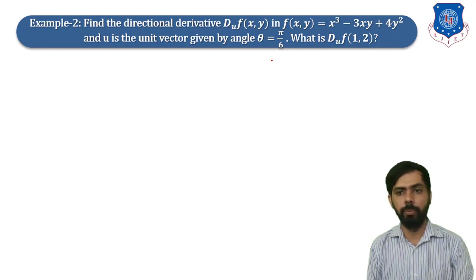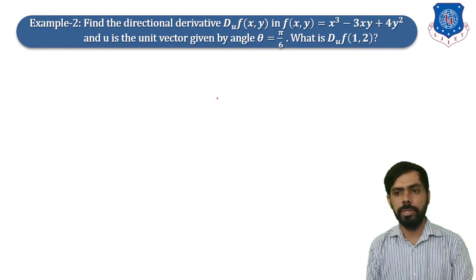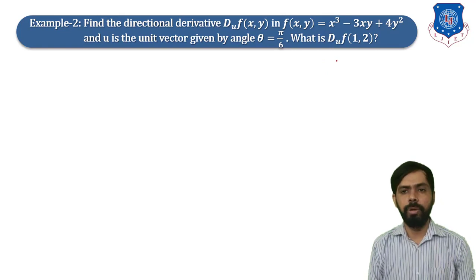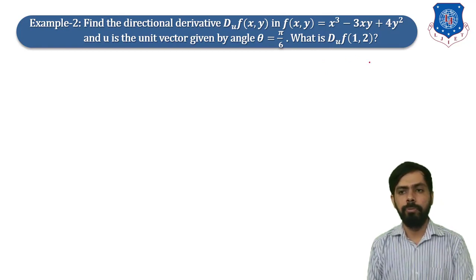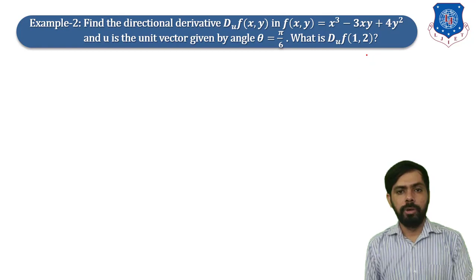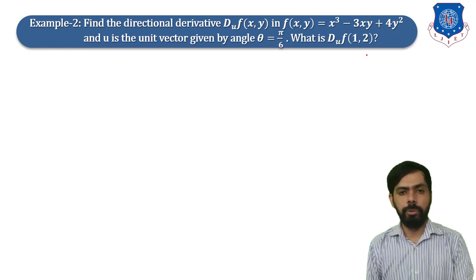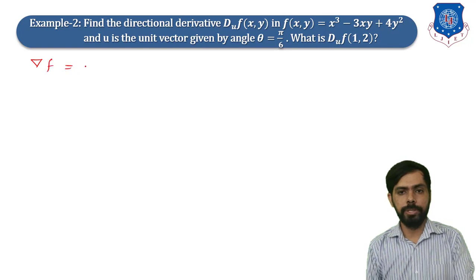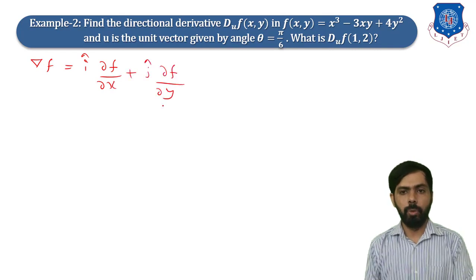by angle theta equal to pi by 6. What is D_u f at 1, 2? So basically here we will have to find the directional derivative at point 1, 2. So first step, we will have to find the gradient of this function. So first of all we will find grad f, which is given by i del f by del x plus j del f by del y. Here no need to write plus k del f by del z, because here we have only two dimensions.